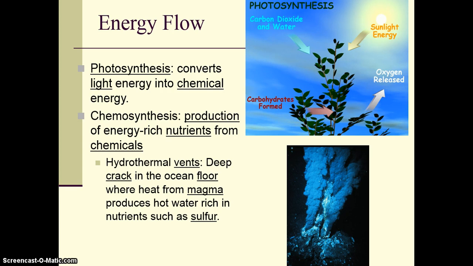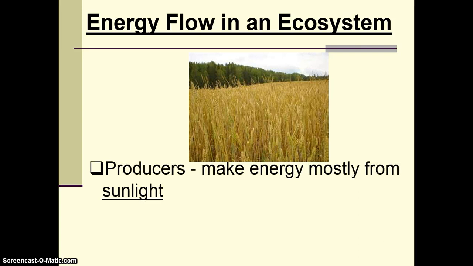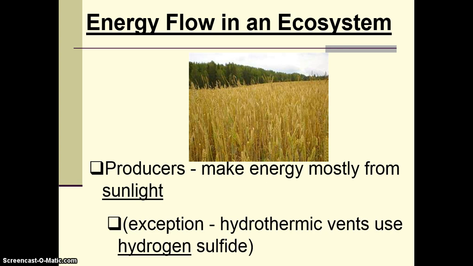A hydrothermal vent is a deep crack in the ocean floor where heat from magma produces hot water rich in nutrients such as sulfur. In an ecosystem, we have producers. Producers make their energy mostly from the sunlight. Producers are your plants. The exception, of course, would be the bacteria that are near a hydrothermal vent, which use hydrogen sulfide.